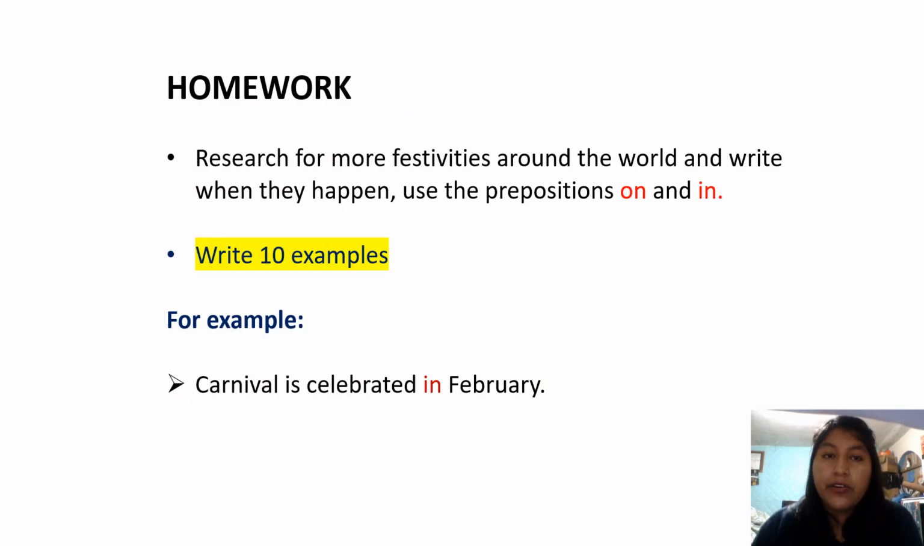Your homework for today's lesson is to research on the internet for more festivities around the world and write when they happen. You have to use the prepositions on and in. Remember, on when you have dates and days of the week, and in when you have only months. Write 10 examples. It means that you have to find 10 festivities around the world or in Ecuador. It doesn't matter, that's not a problem.